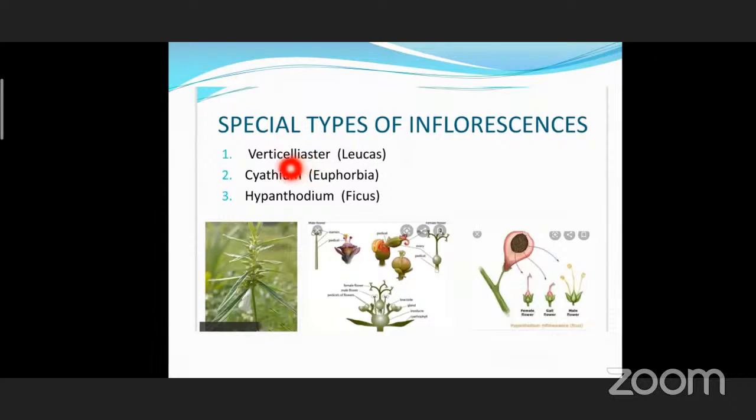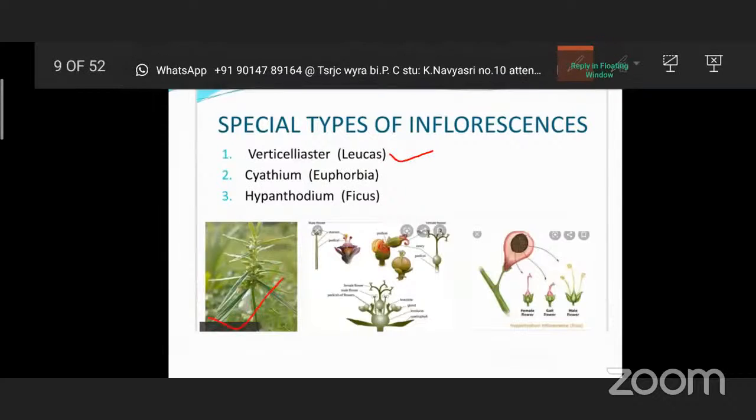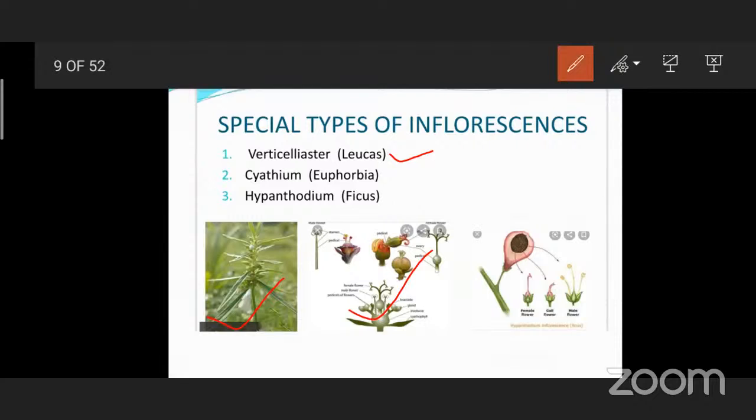First one, verticillaster. Second one, cyathium. Third one, hypanthodium. The special types of inflorescence: verticillaster, example, Leucas. Second one, cyathium, example, Euphorbia. And third one, hypanthodium inflorescence, example, banyan tree.